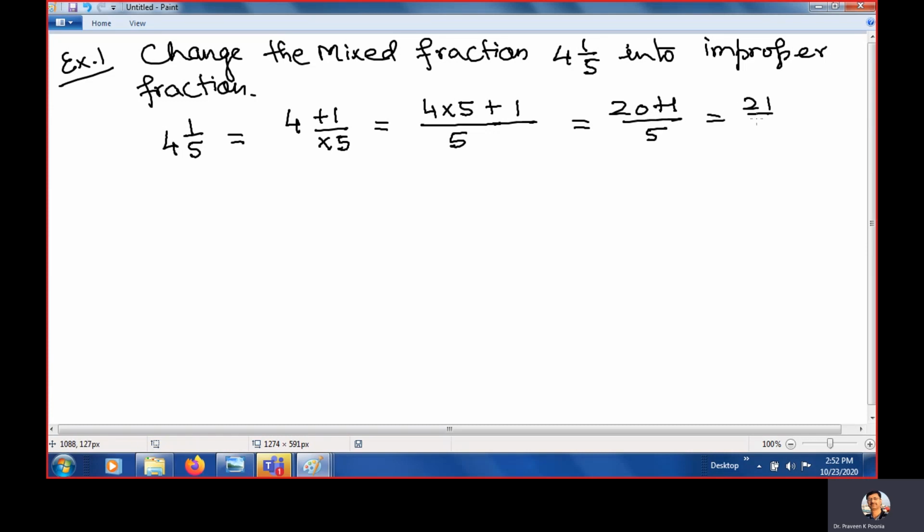So the answer is 21 upon 5. This is how we are changing any mixed fraction into an improper fraction. Let us solve another example.